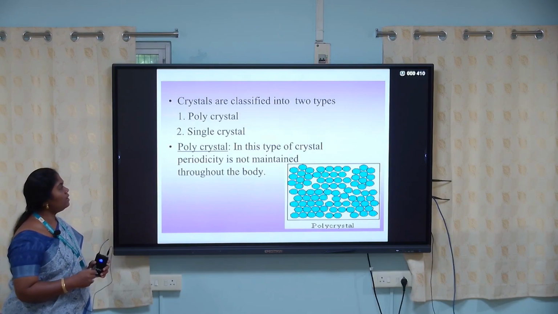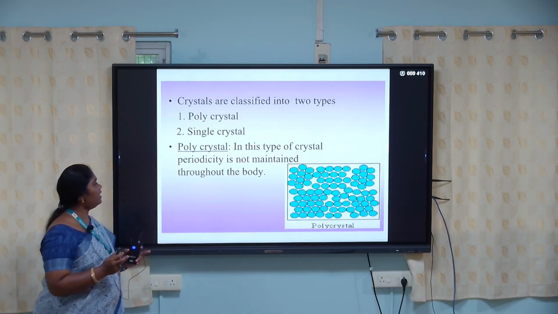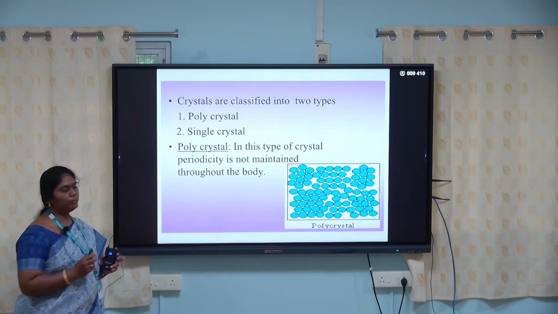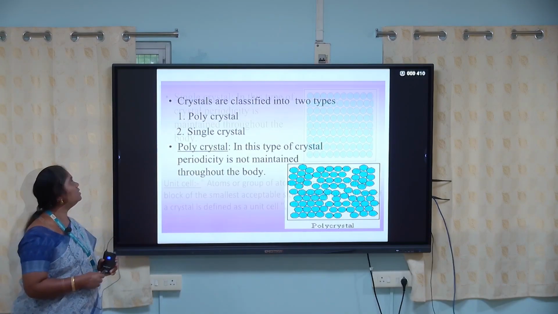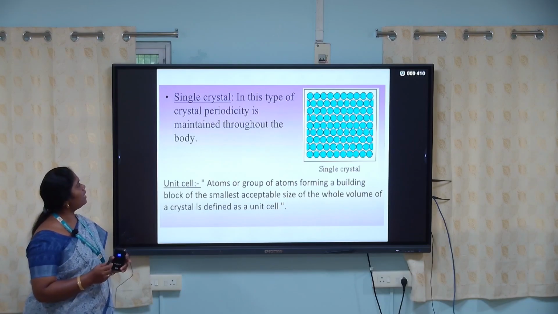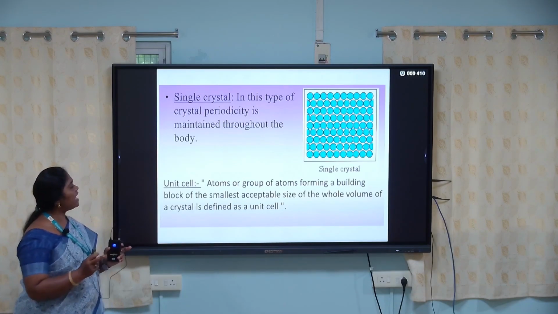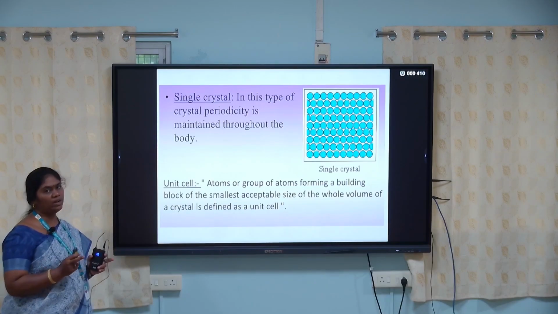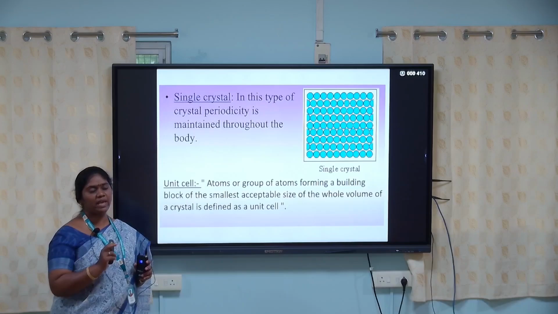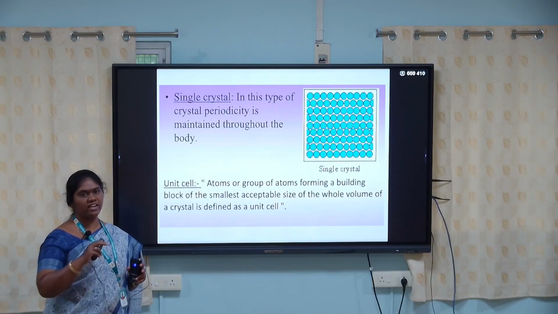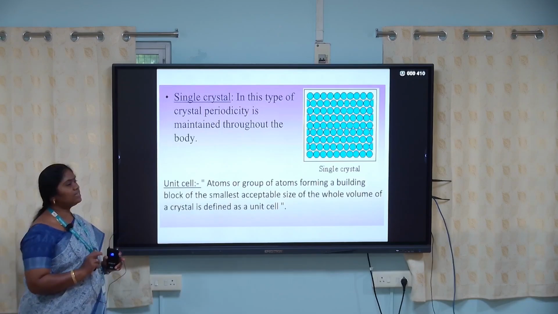Polycrystal, it is nothing but the type of crystal in which periodicity is not maintained throughout the body. So the structure is not maintained throughout the body, which is called polycrystal. Single crystal, it is nothing but the type of crystal which has the periodicity in a particular exact manner, that is maintained throughout the body. So the arrangement of atoms inside the crystal is in a periodic manner. So that is called single crystal.